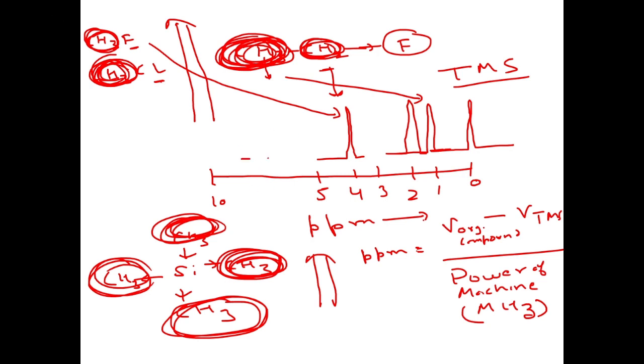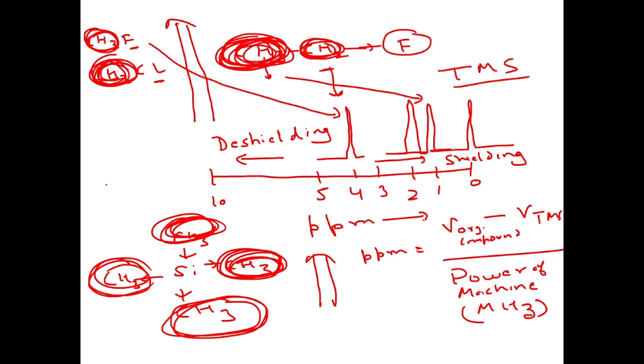So in this direction, de-shielding is increasing, and in this direction, shielding is increasing. Okay, so this is how a general NMR spectrum looks. I have told you about ppm. Now I will tell you one more fact.